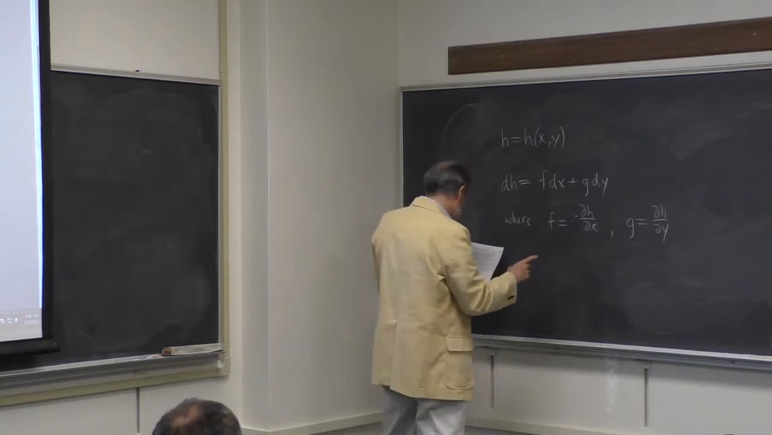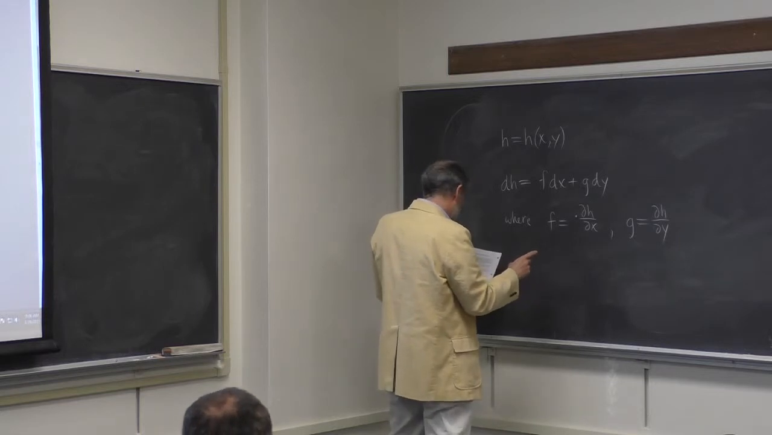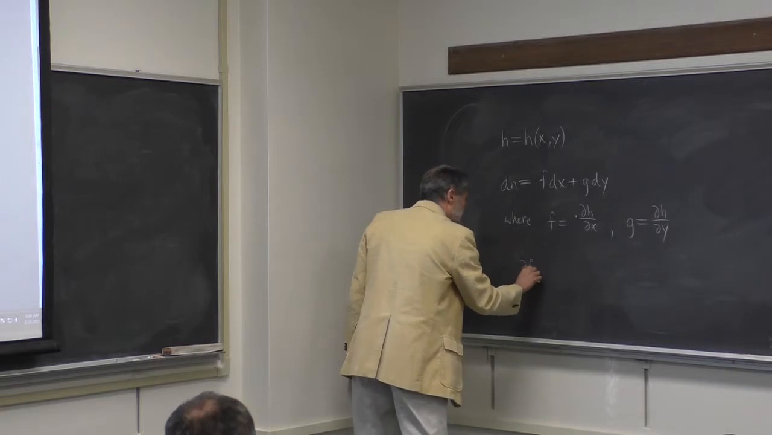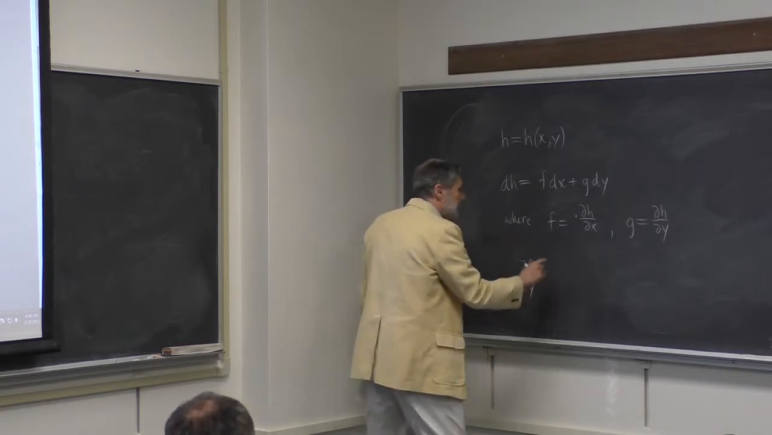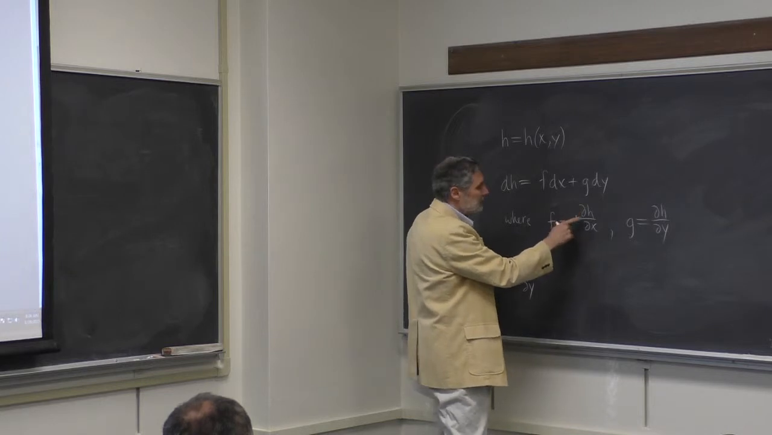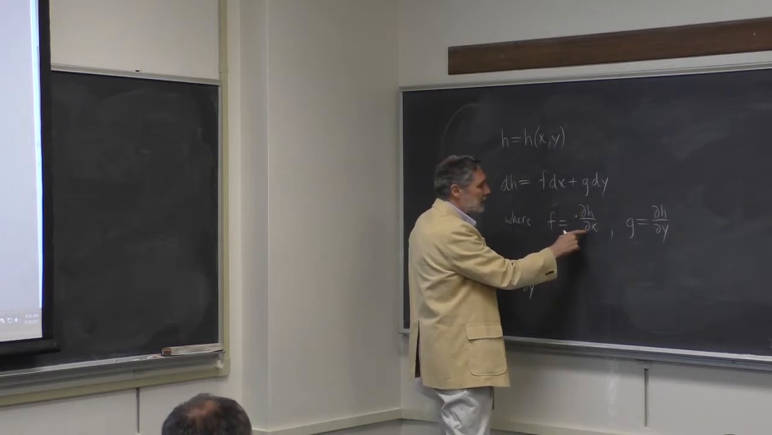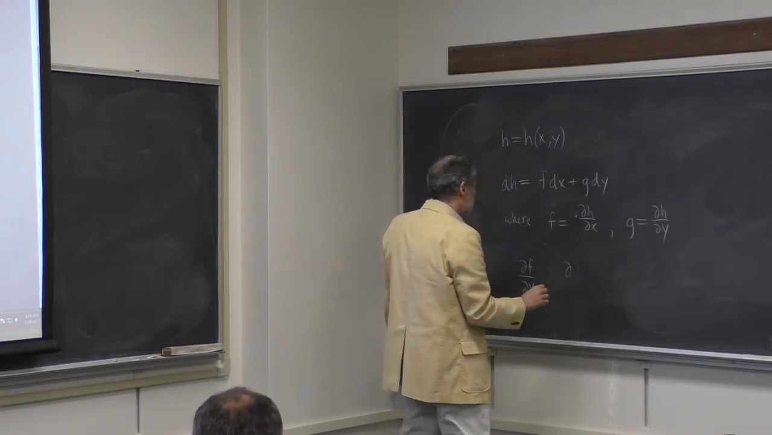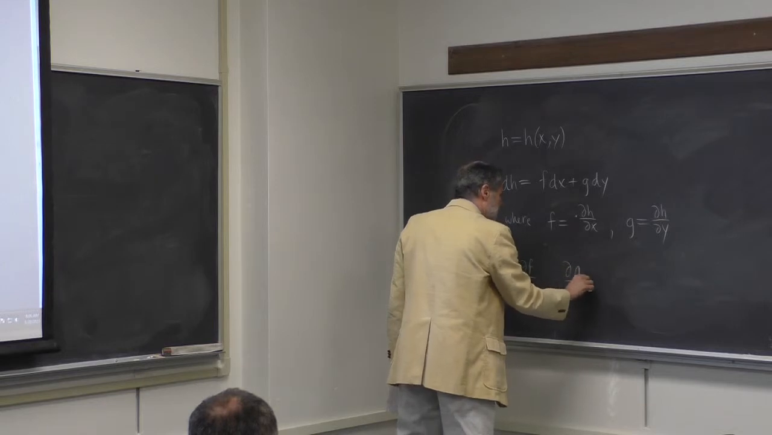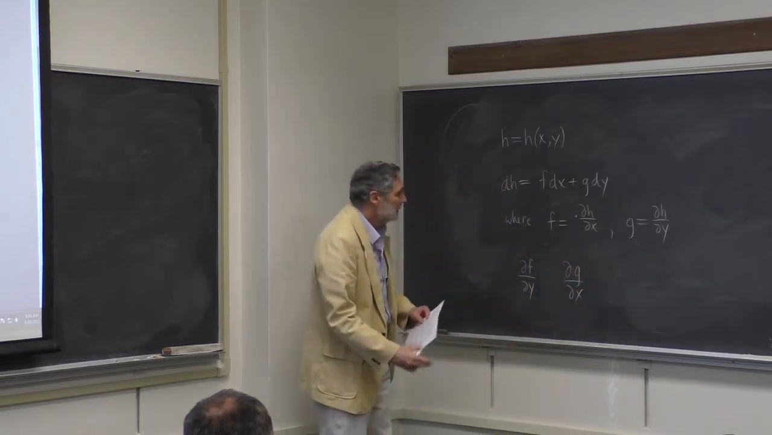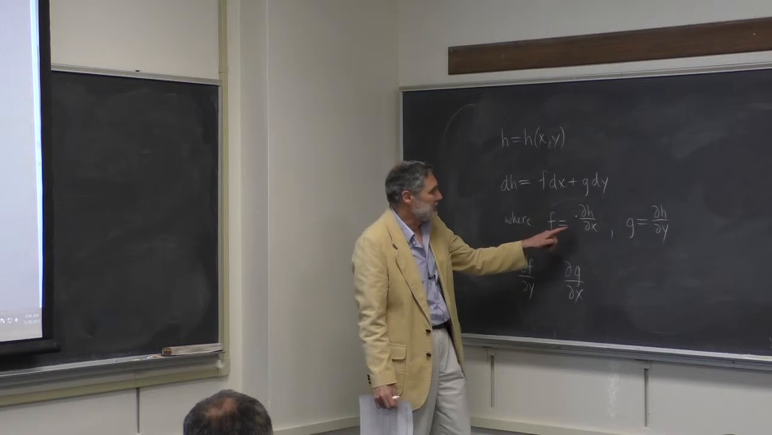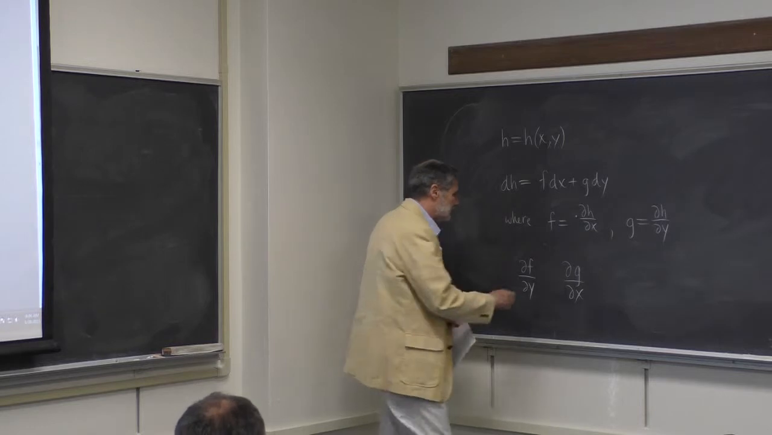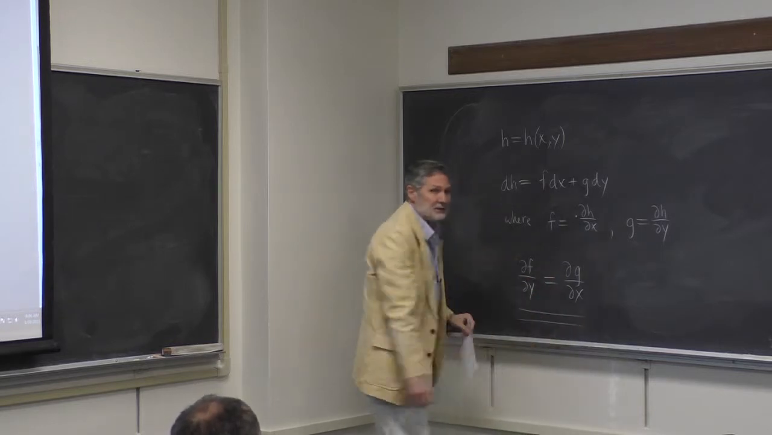You can see here that if I differentiate f with respect to y, I'm going to get the second derivative of h with respect to y and x. If I differentiate g, on the other hand, with respect to x, you consider these two derivatives. You can see that the right-hand sides are the same because it doesn't matter the order in which you differentiate h. So we get this condition here.